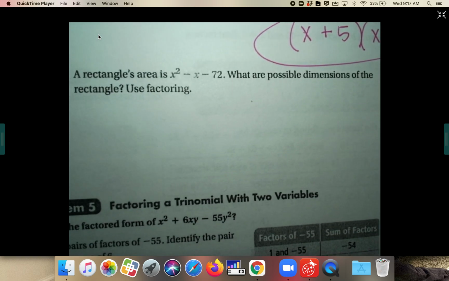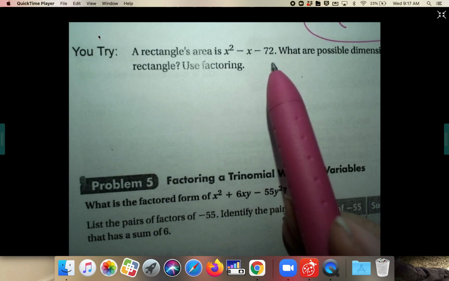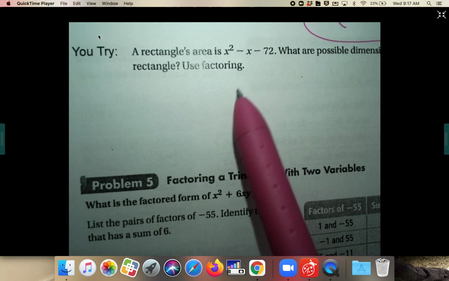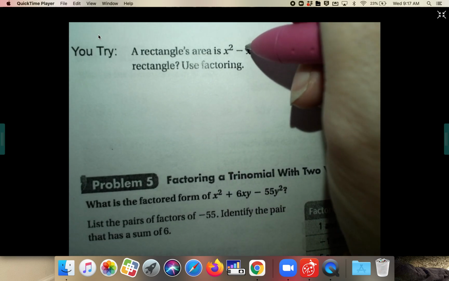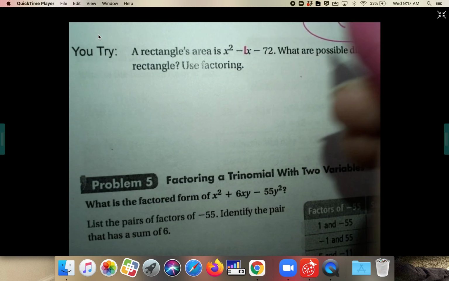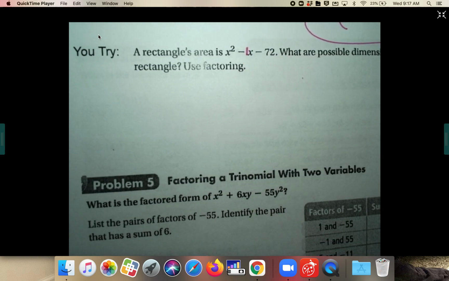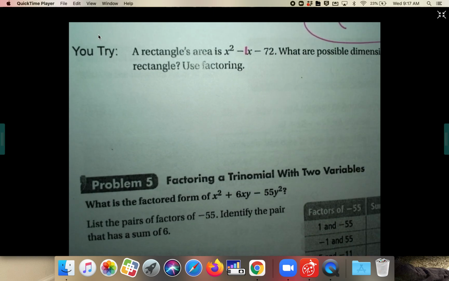All right, push pause and you guys try the x squared minus x minus 72. If you're not quite ready to try this one, I will tell you, don't forget this means negative 1. So when you're adding, your two numbers should only be one number apart from each other. All right, so negative 72.